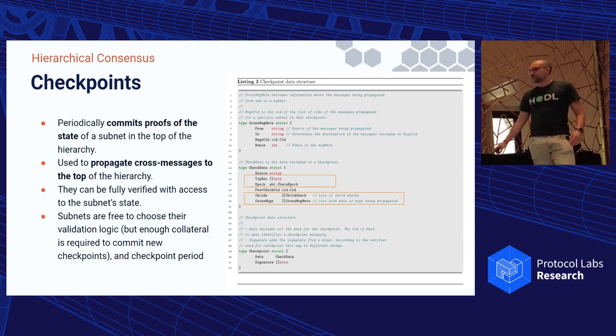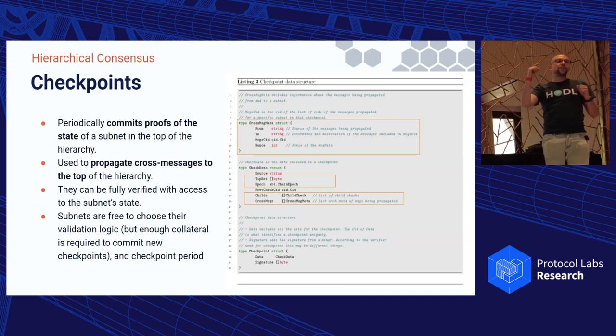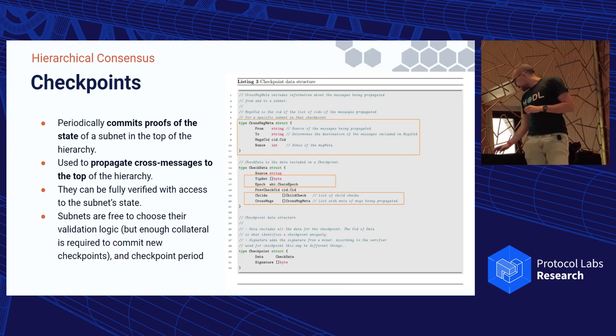Then we have information. I mean, we also provide information with cross messages and child checkpoints that have been committed. And if you look at these cross message metas, we don't propagate all the actual cross messages because they could be huge, but we propagate what we call the metadata. If you've seen the Lotus codebase, there's this message meta, where we aggregate all the CIDs of the messages so that we have a way of fetching them if we need it. And that's it. Again, subnets are free to choose their validation logic.